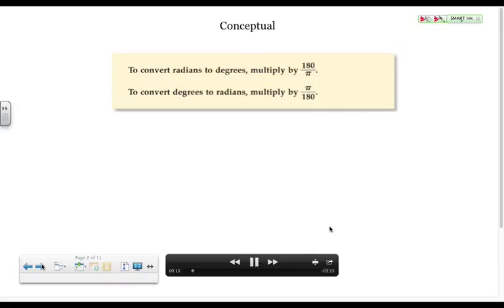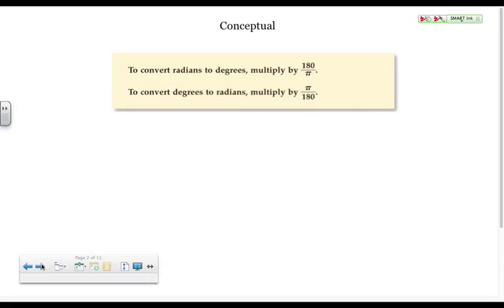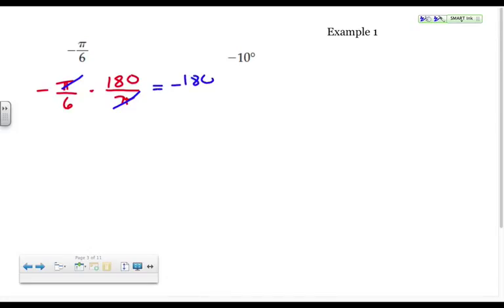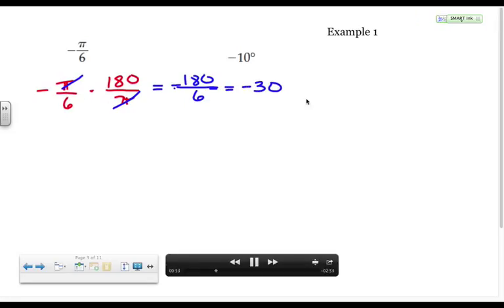So let's look at an example with these. We're going to start with this is a radian and this is a degree. So we're going to convert this radian, negative pi over 6, to a degree. We're going to multiply it by 180 over pi. Now, if you know anything about fractions, you know that I can now cross-cancel the pi's, and I end up with negative 180 over 6, which reduces to negative 30. So negative pi over 6 is negative 30 degrees.